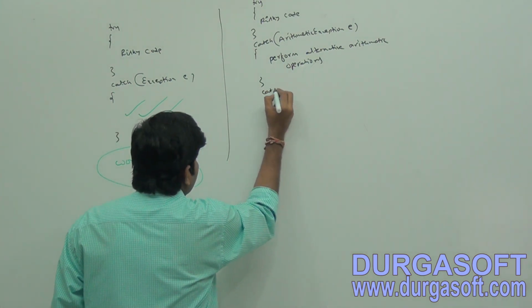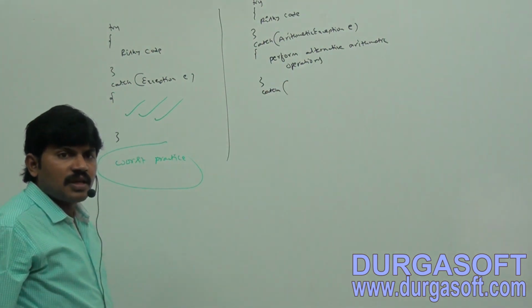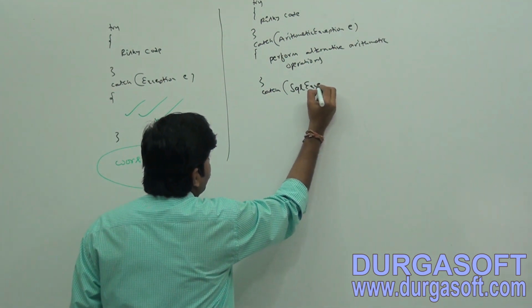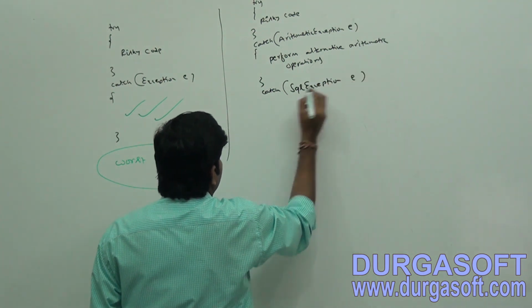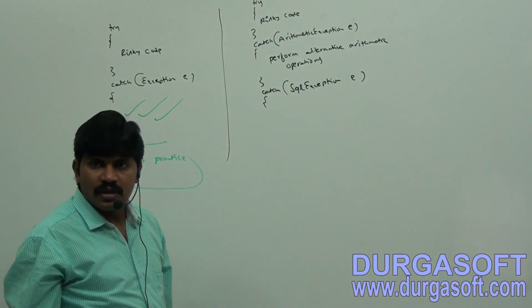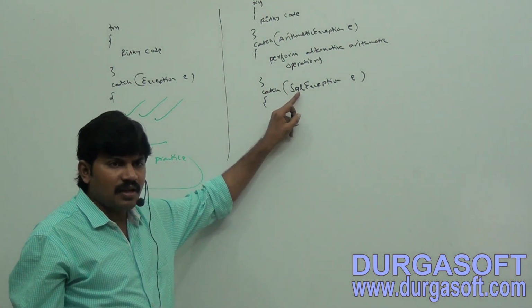Next catch block: SQLException came. Is the QL small or capital? Small L only, as in JDBC. QL, capital or small?